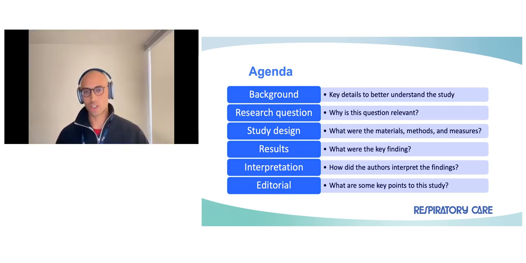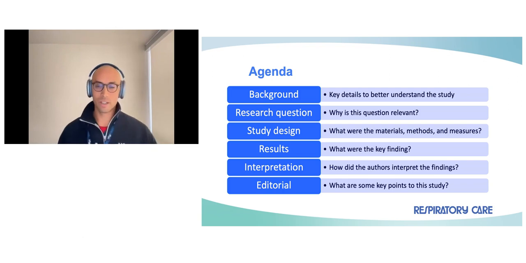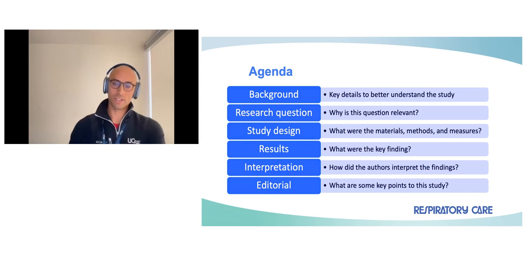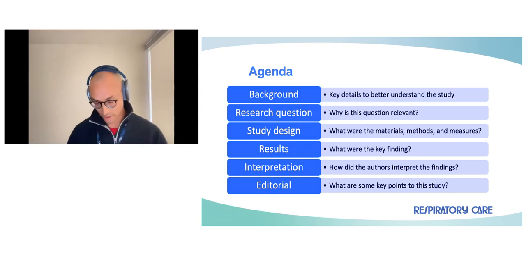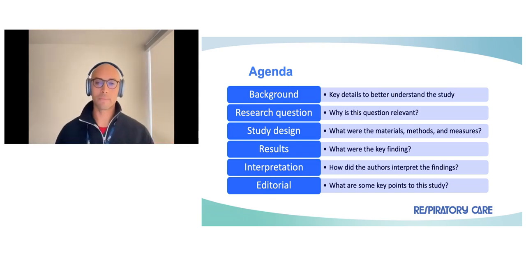We're going to look at the research question and in detail discuss, why is this question relevant? Why should we even ask this question? Why should we even do a study to investigate this question? The authors of this study employed a very novel design by using a non-inferiority study. And so we're going to look at that study design. We're going to look at the materials, the methods, and the measures they use. We'll look at the results. We'll say, what are the key findings? We'll look at how they interpreted it. And there's an editorial published along with this in February. And we'll see what are the key points that the authors of the editorial made.